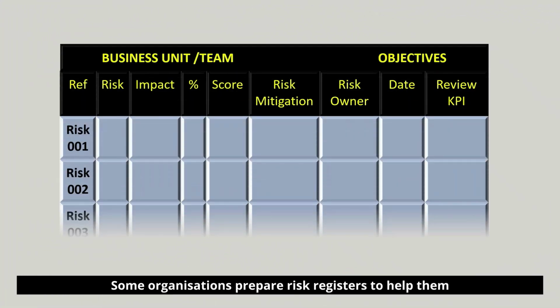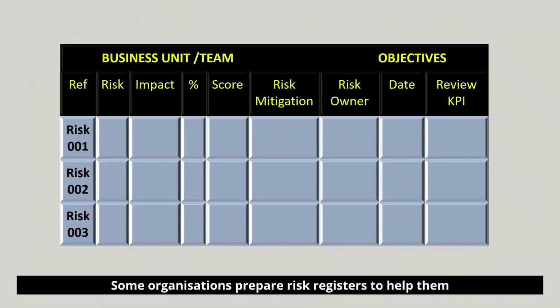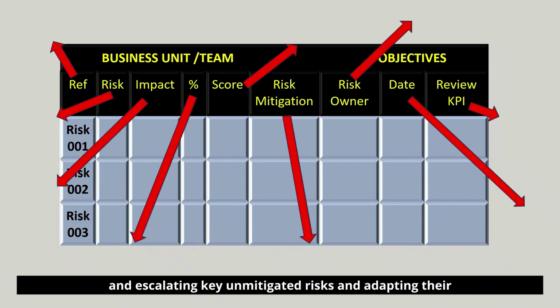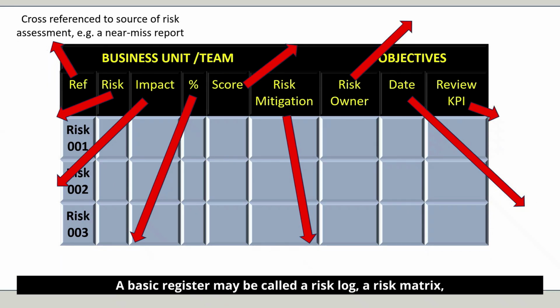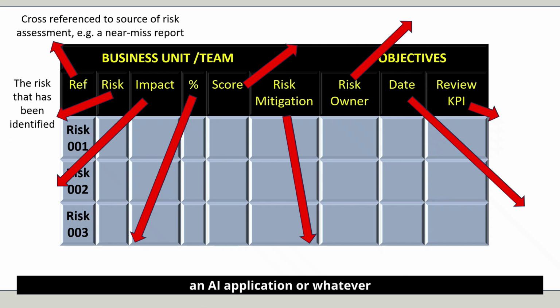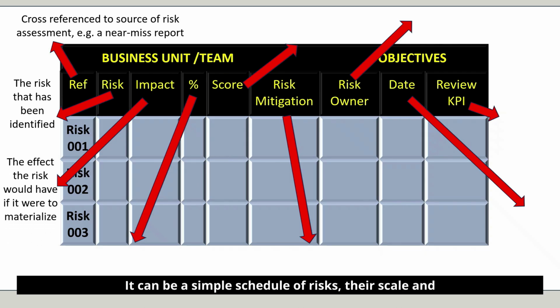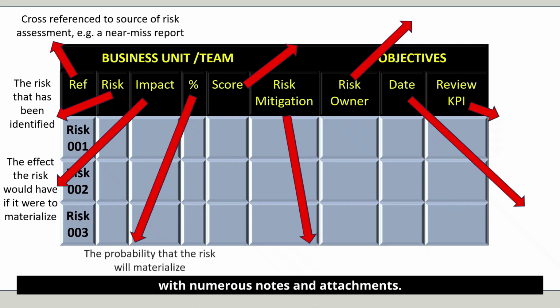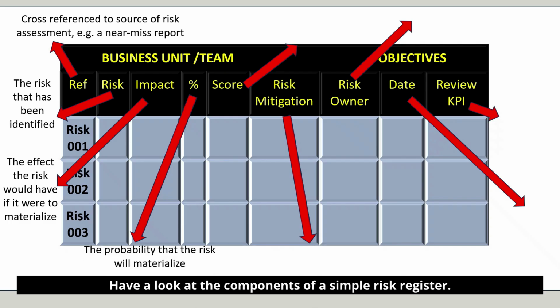Some organisations prepare risk registers to help them deal with uncertainty by recording and escalating key unmitigated risks and adapting their risk management strategy. Our basic register may be called a risk log, a risk matrix, an AI application, or whatever it's called in the risk policy. It can be a simple schedule of risks, their scale and action required, or a complex spreadsheet with numerous notes and attachments. Have a look at the components of a simple risk register.